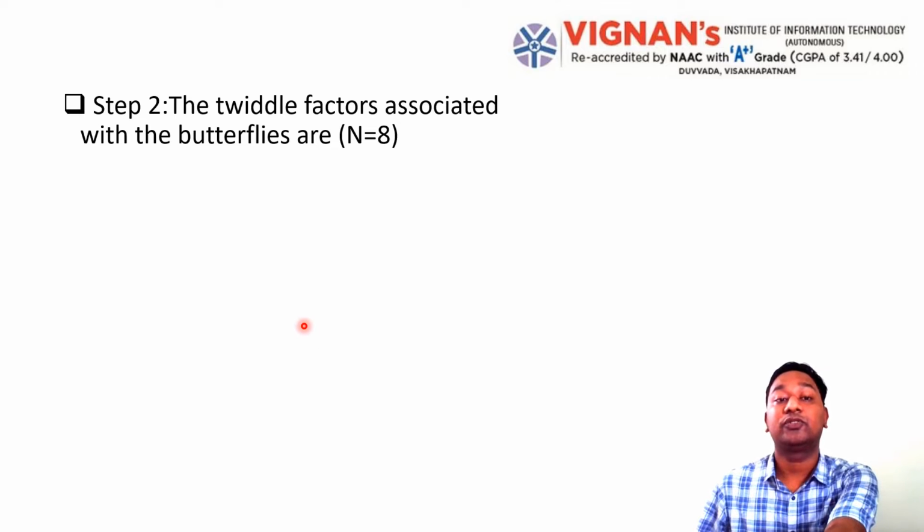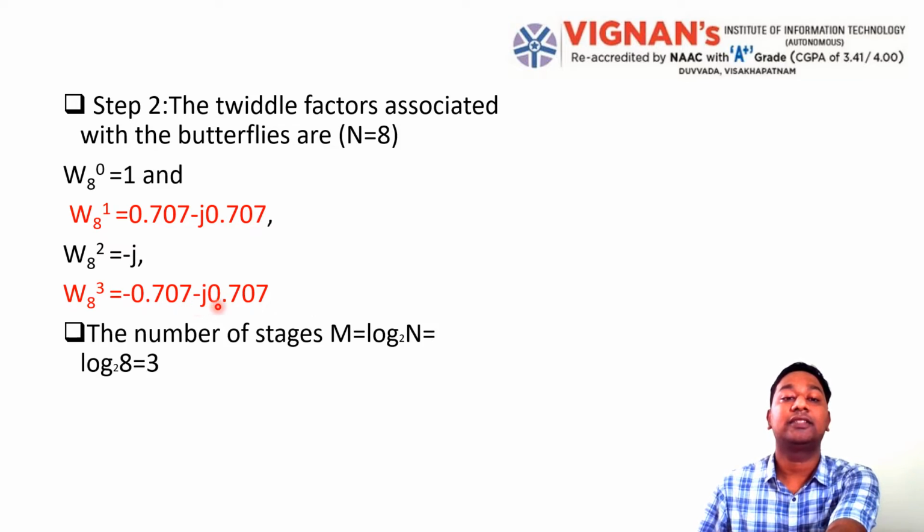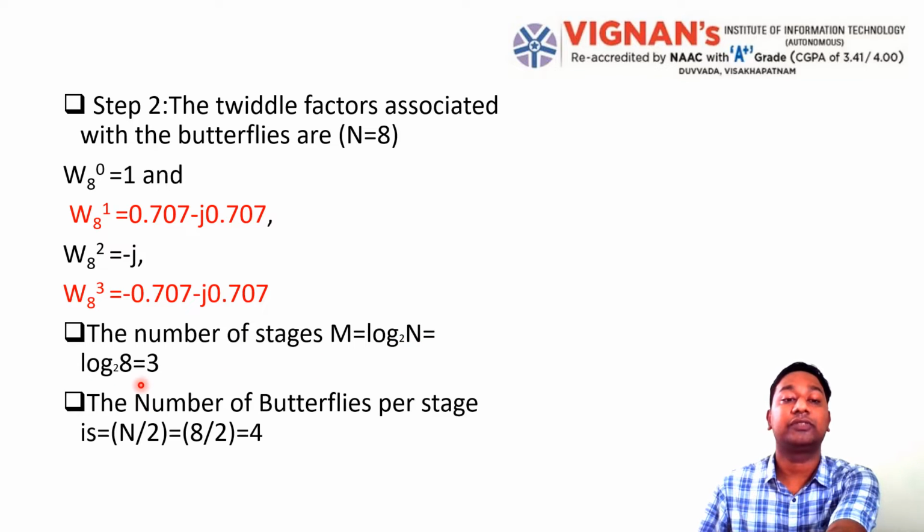The next step is the twiddle factors associated with the butterflies. For N equal to 8, omega 8 to the power 0 equal to 1, omega 8 to the power 1 equal to 0.707 minus j 0.707, omega 8 to the power 2 equal to minus j, and omega 8 to the power 3 equal to minus 0.707 minus j 0.707. The number of stages is m equal to log N base 2 equal to 3, and the number of butterflies per stage is N by 2, that is 8 by 2 equal to 4.